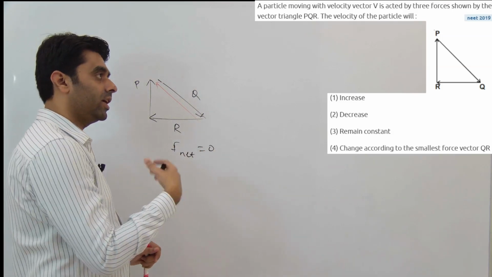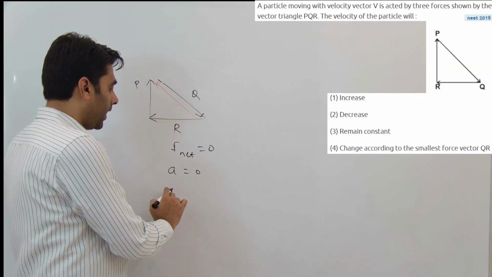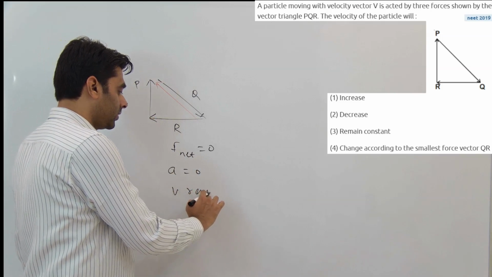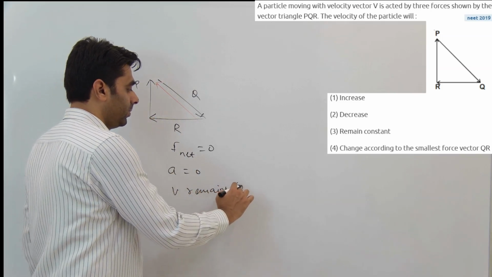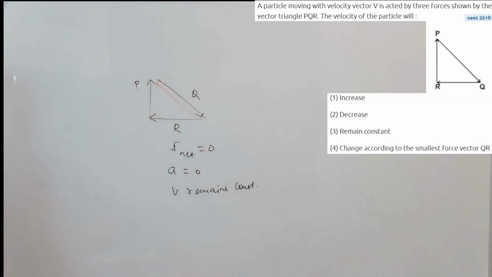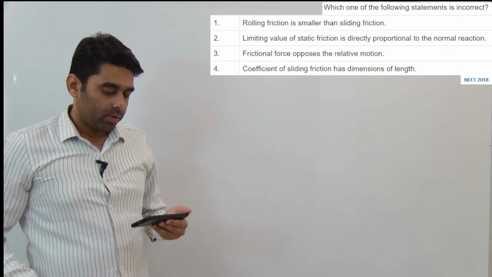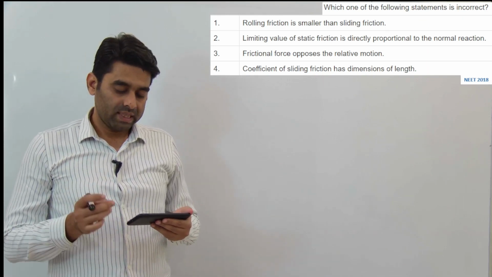F net is 0. That implies your acceleration is 0. If acceleration is 0, velocity remains constant. Velocity remains constant, right? Let's move ahead. Next, we have a theoretical question. Let us see which of the following statements is incorrect.